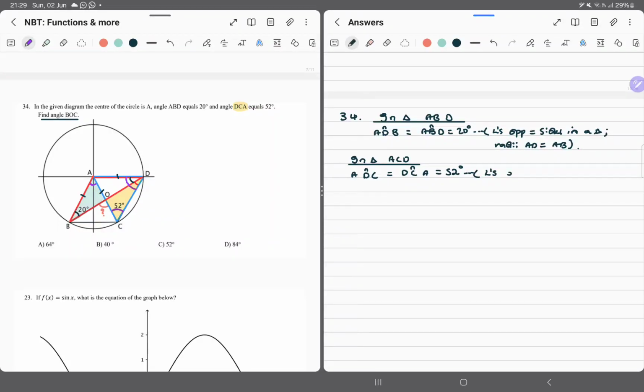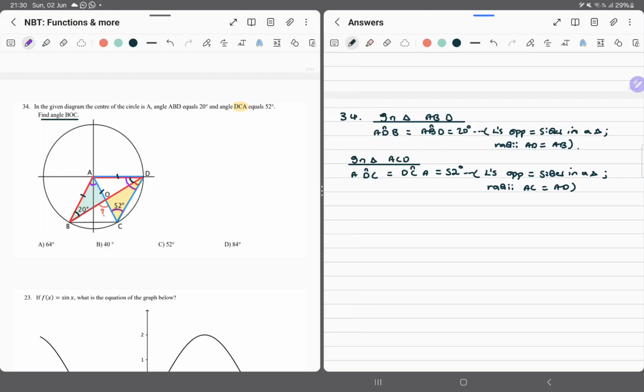Angles opposite equal sides in a triangle. We're talking about that. This is because the radii AC is equal to AD. Nice. See? It becomes a common means to an end, guys. So now our little bit of the puzzle is somewhat sorted.